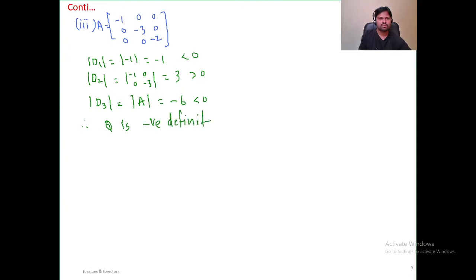Okay. If all are positive, Q is positive definite. Then it is Q is negative definite. So with this, I will stop. In the next class, we will discuss one more way of classifying the quadratic forms. Okay. With this, I will stop.